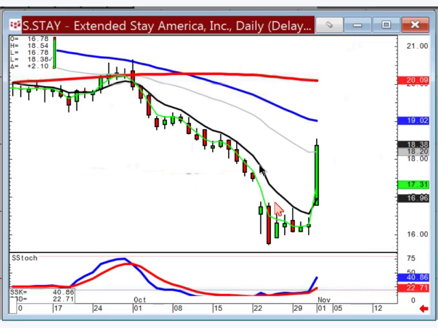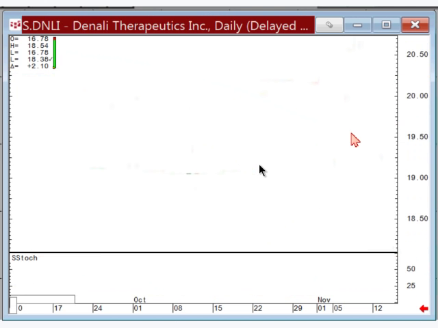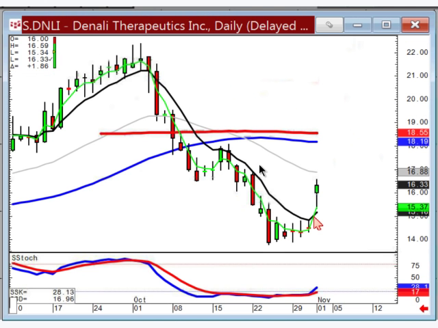Stay at this little wedge formation. Now your best friend breakout tells you there's probably going to be more upside. Oh, who wrote this? Terrible handwriting. Another little wedge type formation. And again, your best friend breakout on DNLI. Where's your first likely target? At least back up to the 50-day moving average.